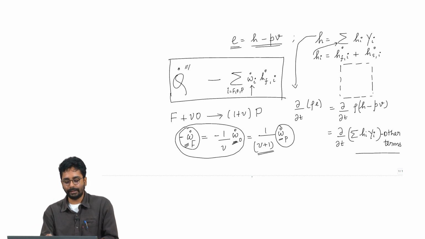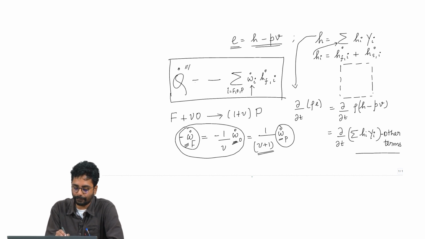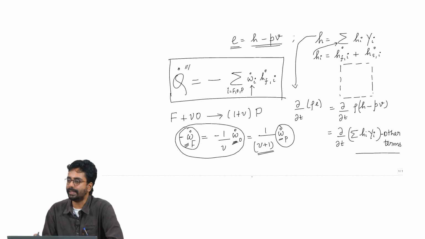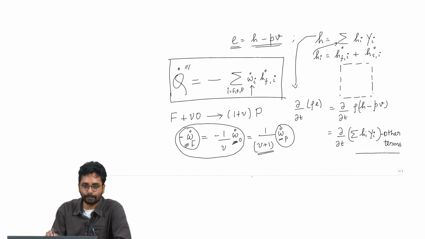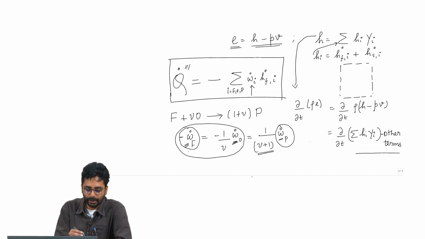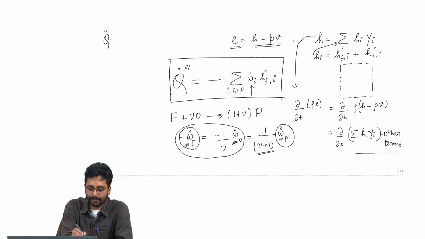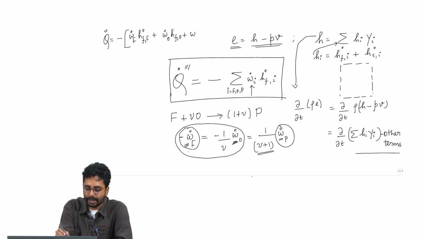So, now you can express this equation for Q in terms of any one of these variables. I will choose fuel, because what we are more familiar with is the calorific value of the fuel. So, if you expand this by substituting these terms into that equation, you will have Q dot is equal to negative of omega dot F into enthalpy of formation of the fuel, plus omega dot O enthalpy of formation of the oxidizer plus omega dot P times enthalpy of formation of the product.